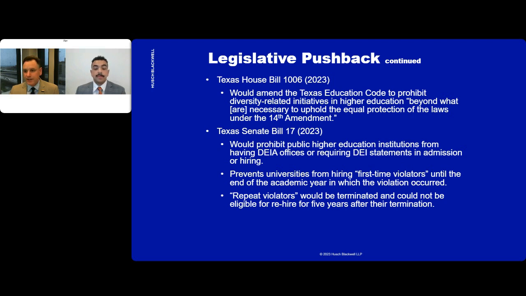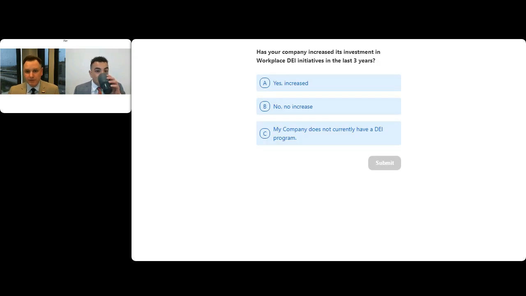That's right. And so what we thought might be helpful here is to do a little benchmarking that could be useful for the participants. We're going to do our first two poll questions here. The first question is going to be, has your company increased its investment in workplace DE&I initiatives in the last 3 years? I'll ask you to go ahead and click one of those answers: increased, not increased, or my company doesn't currently have a DE&I program.